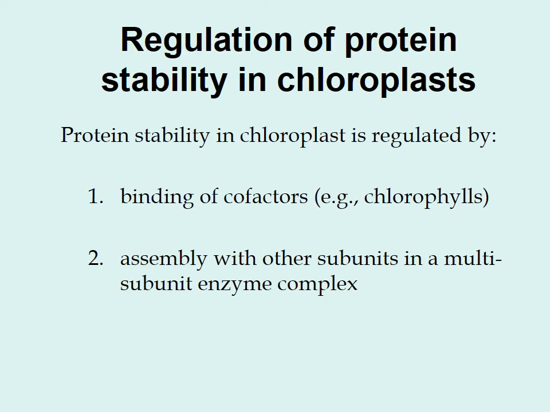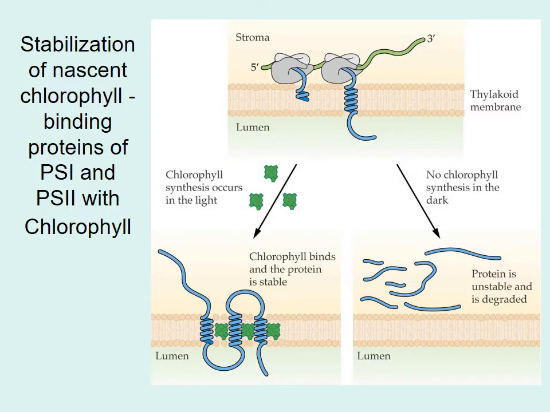So the binding of the cofactor is important, and the assembly with other subunits in a multi-subunit enzyme complex is again important. So here in this model we can see the stabilization of the nascent chlorophyll binding proteins of PS1 and PS2 with the chlorophyll. This is a simple model that shows that in the presence of light, the chlorophyll synthesis will take place, as we have seen in the previous lectures. And if the light is not available, then there will be no chlorophyll synthesis.